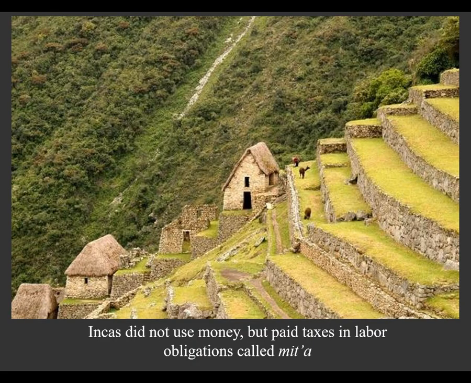And again, the Inca used not money so much as we would think of it, but they paid fees and taxes in labor obligations that the Incans called mita, M-I-T-'A. So those are the personal obligations that you have to the community and the government to work for a certain amount of days or weeks, building the roads or keeping up the terrace farms that you see here in this picture.